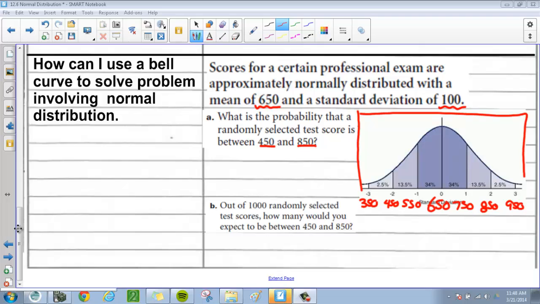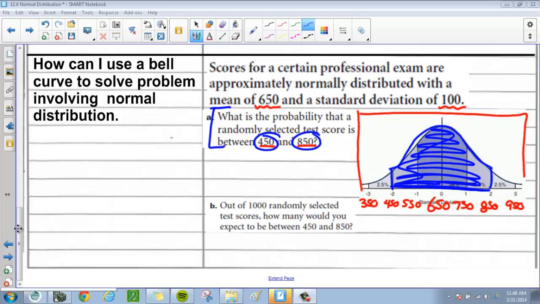Now, the question that was posed to us was, what's the probability that a randomly selected test score is between 450 and 850? Well, let's find the 450 and 850 on here. Here's our 450, right there. And here's our 850, right there. So what percent of the data is in this part of this normally distributed bell curve?